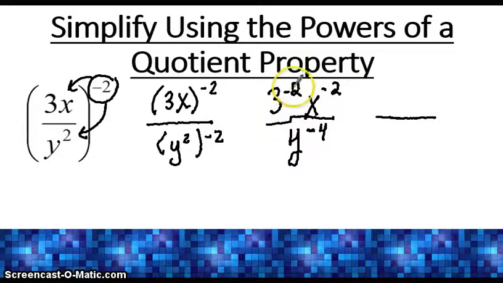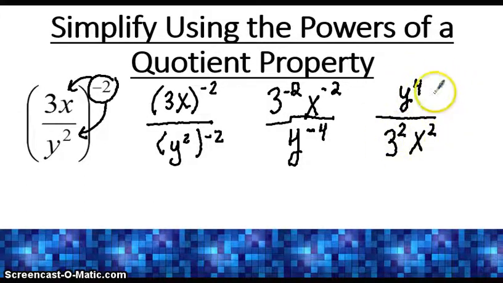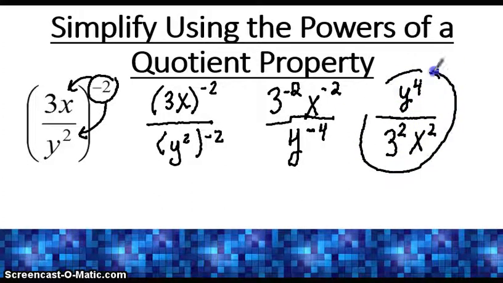Since the 3 has a negative exponent of negative 2, we'll move it to the denominator to become 3 squared. Since x has a negative exponent of negative 2, we'll move it to the denominator to become x squared. The y has a negative 4 exponent, so we'll move it to the numerator, since it was in the denominator, to become y to the 4th. Now we have no zero exponents, no negative exponents, no multiplicative properties, and no division properties, and it is simplified.